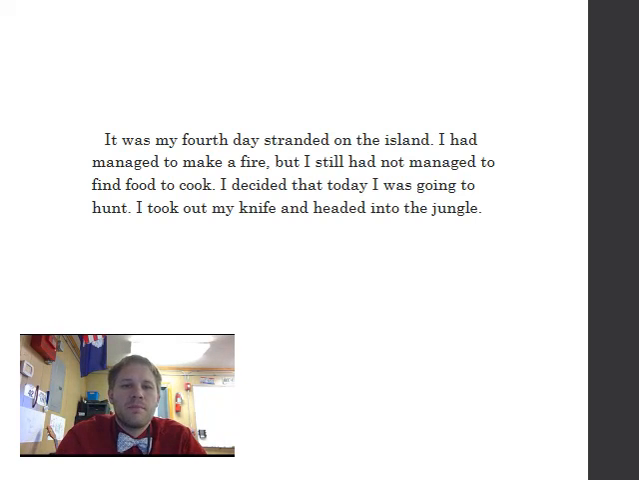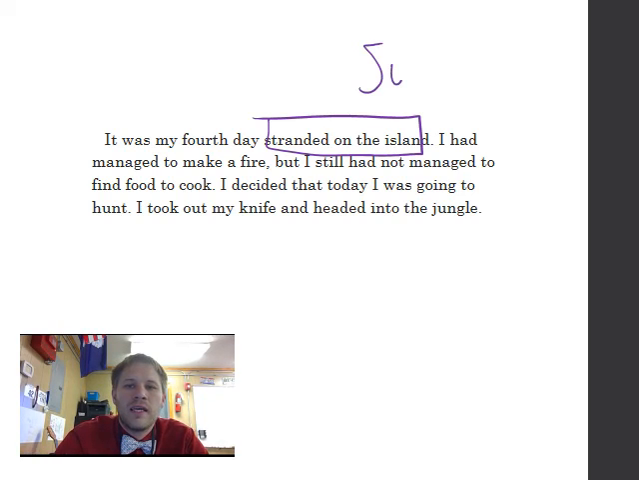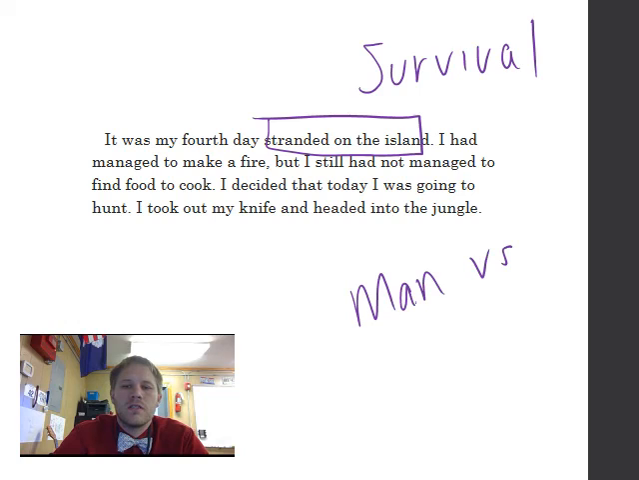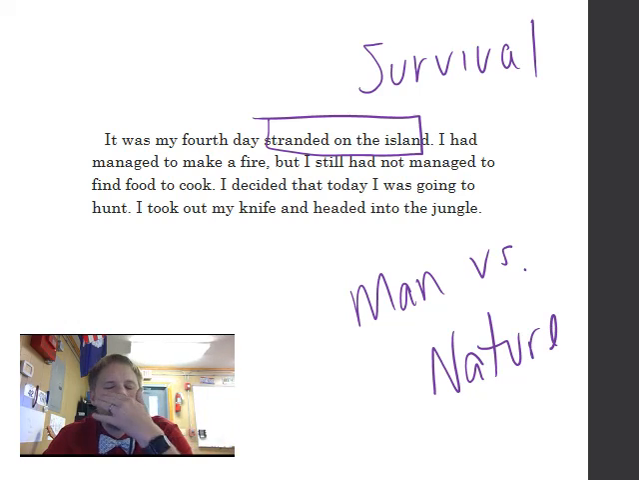This is a perfect example of man versus nature. We got someone stranded on the island. Again, this is a survival story. His problem, the main character's, isn't with another guy. It isn't with a group of people. This one is man versus nature, right? So those are our 3 types of external conflict: man versus man, man versus society, man versus nature.